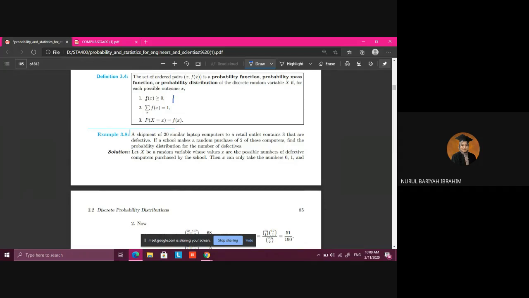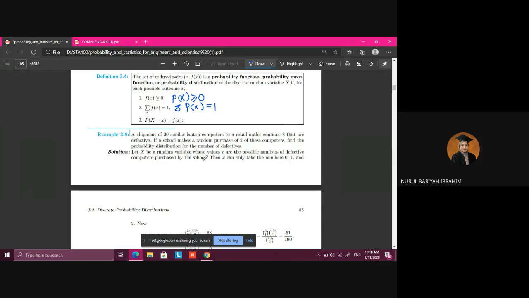Fx ataupun px ni maksudnya probability, nilai probability should be more than or equal to 0. Okay, as we know, nilai probability will be expressed between ataupun will be lies between value 0 and 1. Maksudnya nilai probability tak boleh kurang daripada kosong ataupun tak boleh nilai negatif. Okay, and then the summation of all the probability. Okay, we also can write this. The summation of all the probability should be 1.